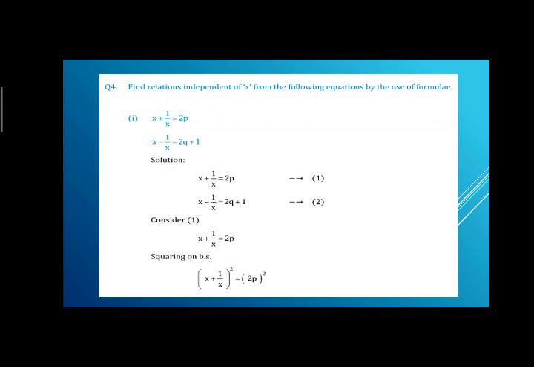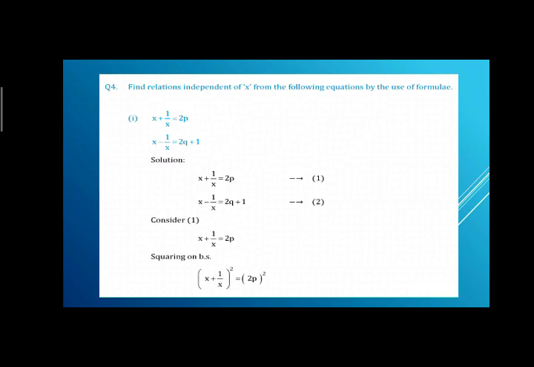Find the relation independent of x from the following equations by using the formula method. x plus 1 over x is equal to 2p, the first equation, and x minus 1 over x is equal to 2q plus 1. In the formula method, you just apply the formulas, that is a plus b whole square, a minus b whole square, a minus b whole cube, or a plus b whole cube.